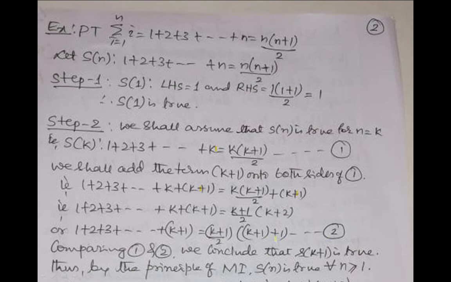Why is this necessary? It's very simple. We need to compare the results between 1 and 2. It means wherever there is k, that k is replaced by k plus 1. Observe here. Am I correct? Yes. This is the procedure, the conclusion to prove the theorem by mathematical induction.